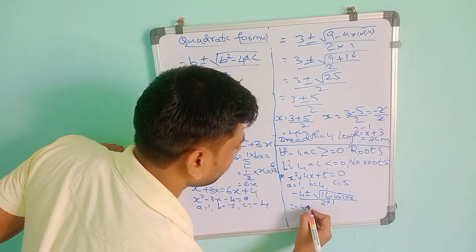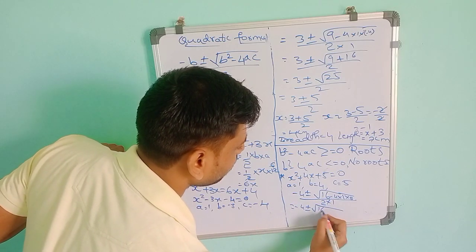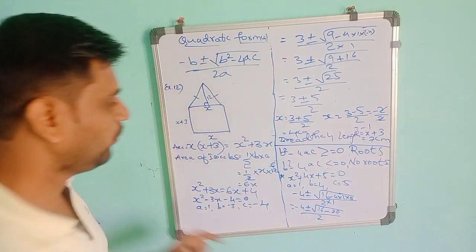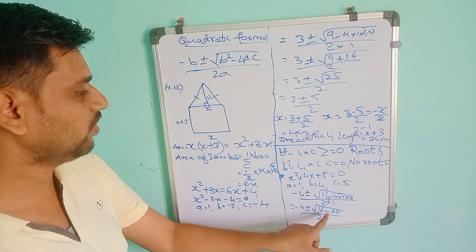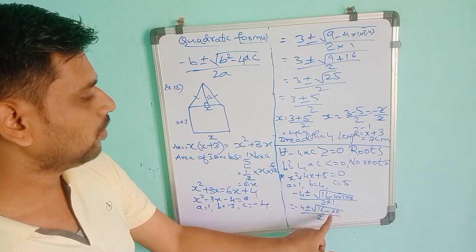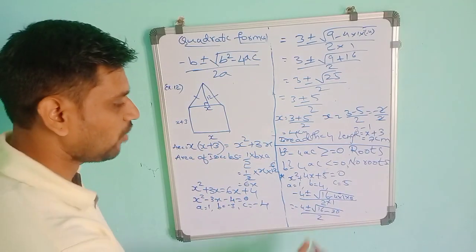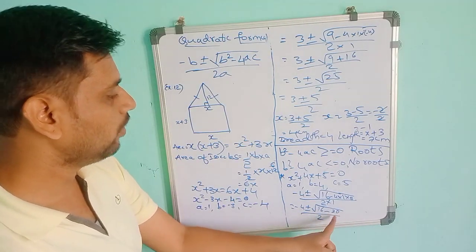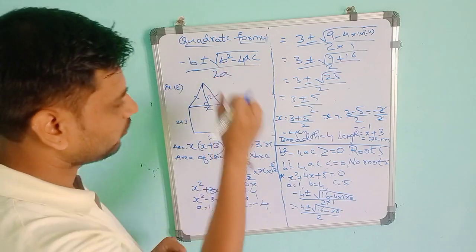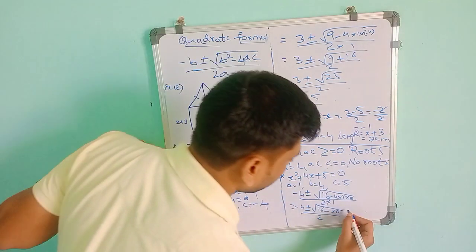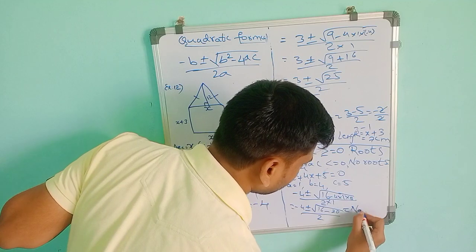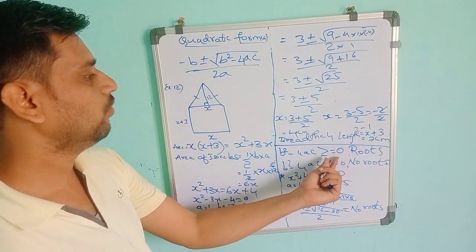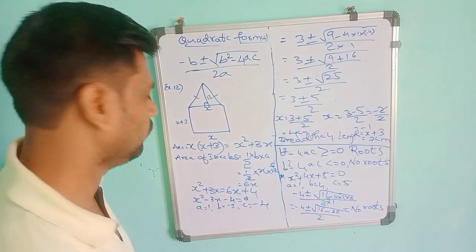So minus 4 plus or minus root of 16 minus 4 into 5, which is 20, divided by 2. If you take this, root of 16 minus 20 becomes root of minus 4. So you can't get the root value of a negative number. So if b square minus 4ac comes in the negative, then you will not get the roots. No roots. It should always be greater than or equal to 0.